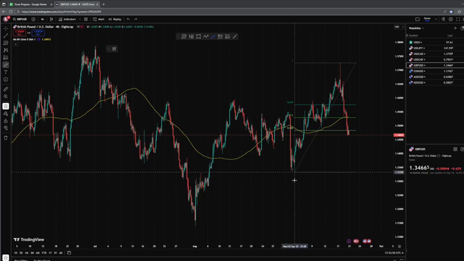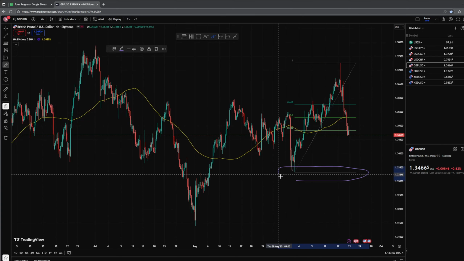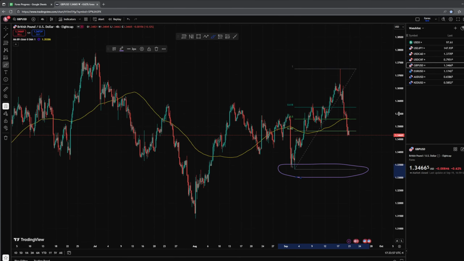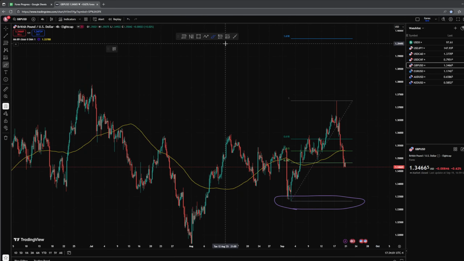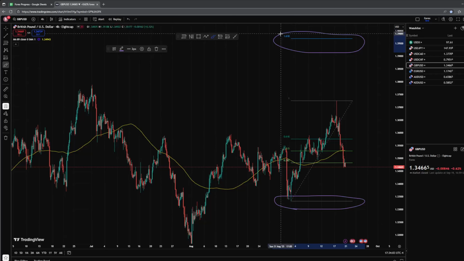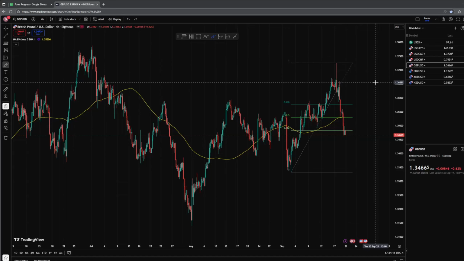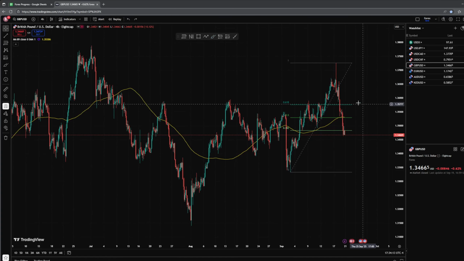Obviously, of course, you will set your stop loss below the local minimum here, which is a really strong support, and you will set your take profit at the Fibonacci extension 1.618 up there. Your risk and reward ratio should be around 1 to 3. Okay, anyway, let's proceed.